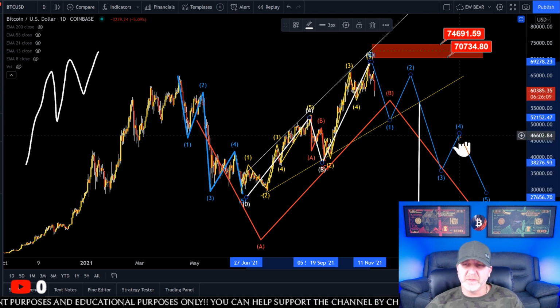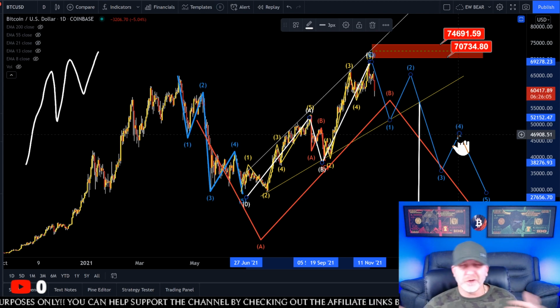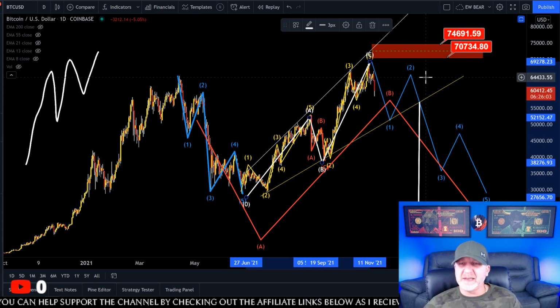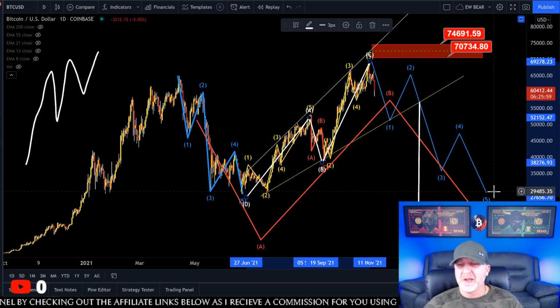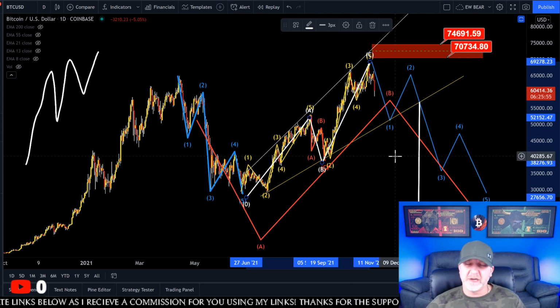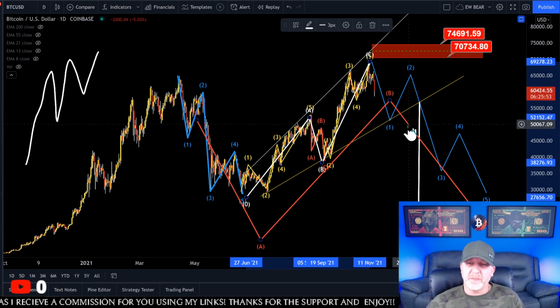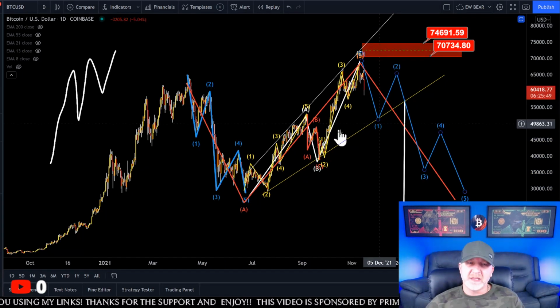And then we'd get a wave 4 up to about 47,000, at 45 to 48, depending on where this goes. We'll measure it out as it goes. This is just speculation right now, but then possibly down to, like I said, that 25 to 30,000 range. Definitely a possibility, guys, if we don't break these highs up here. So keep that in mind.